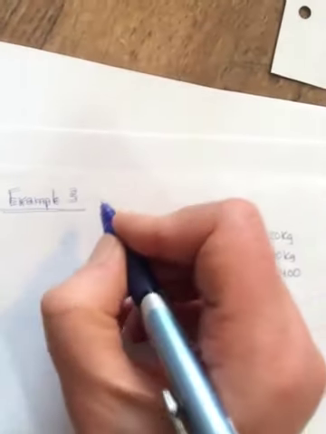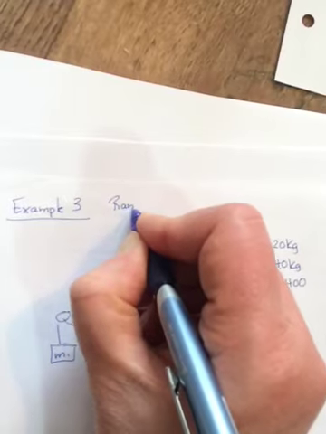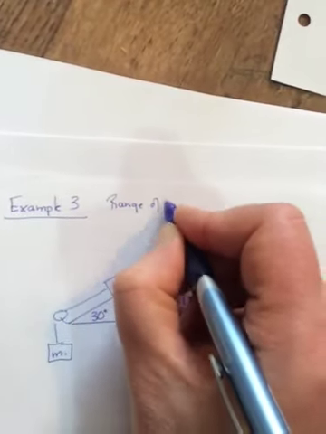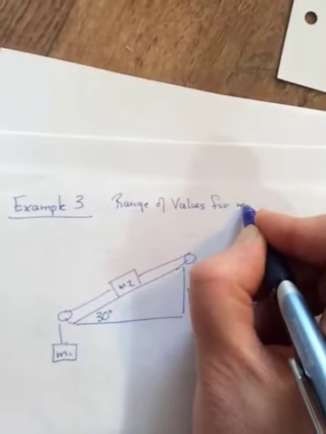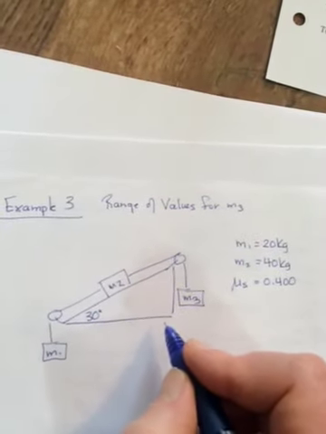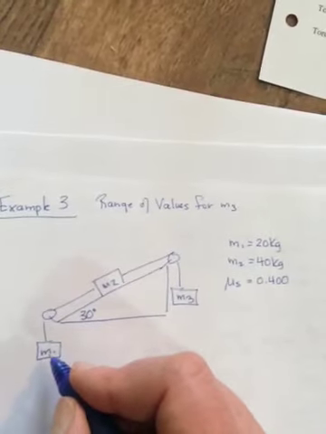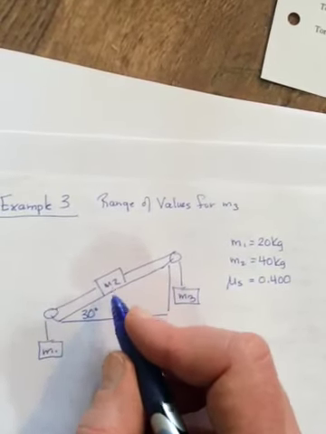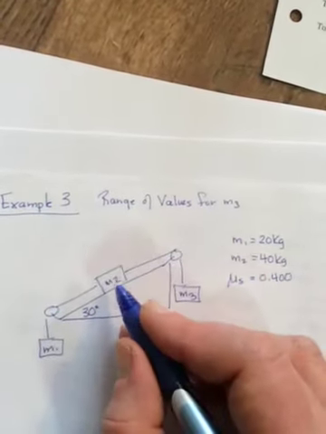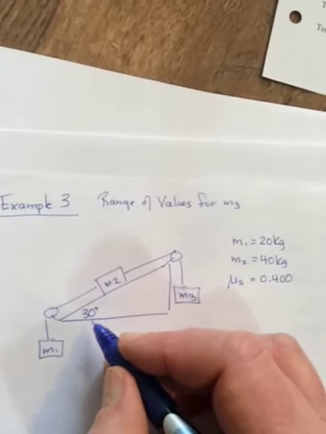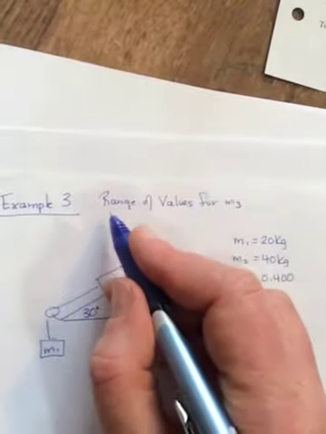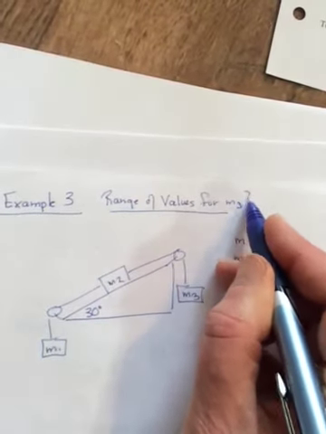The question is, what is the range of values for M3 to keep this hanging stationary? Okay, so M1 is 20 kilograms, M2 is 40 kilograms. The coefficient of friction on M2, which is static, is 0.4. The angle is 30 degrees. And what is the range of values for M3?